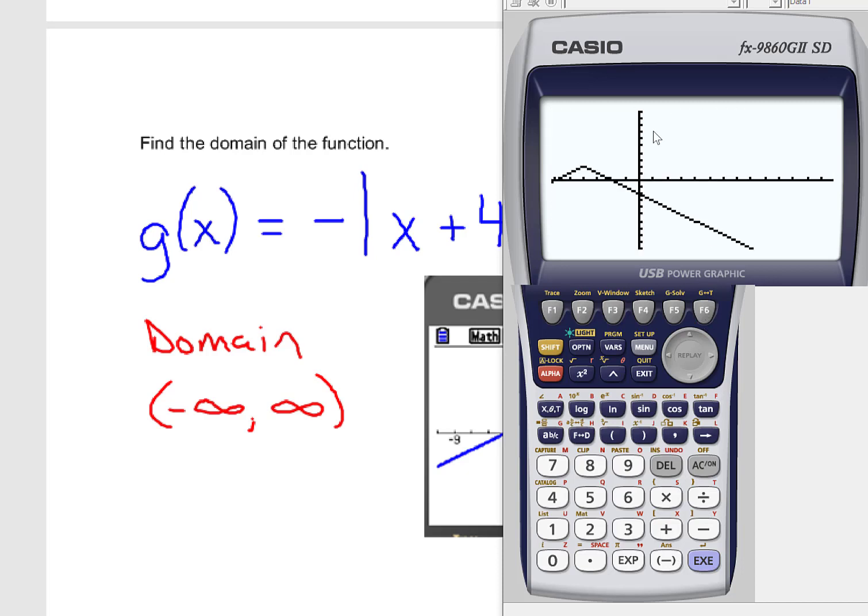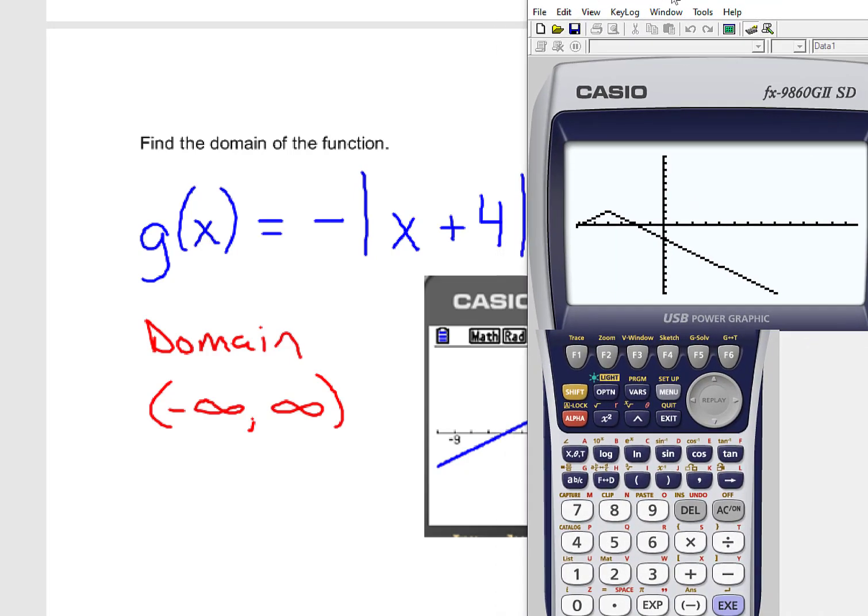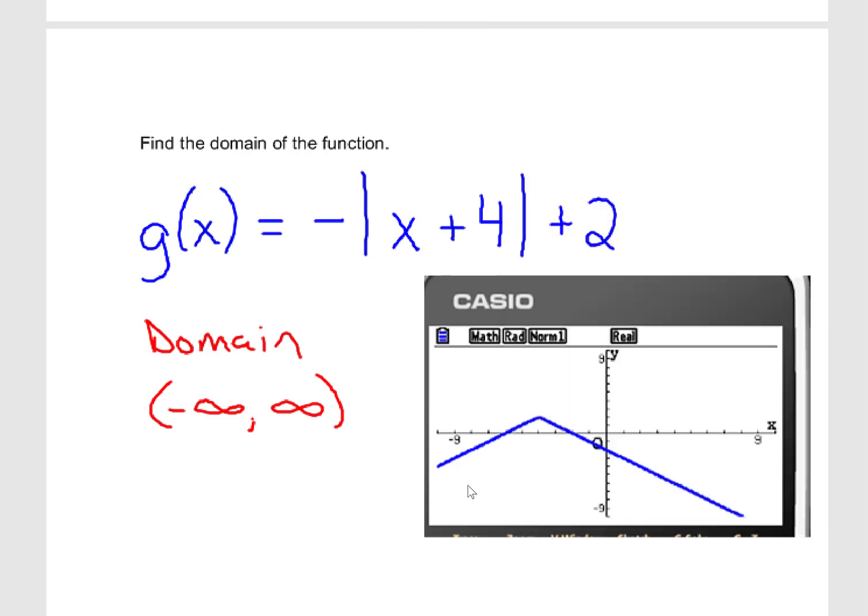F6 to draw, and yes, I see that same graph that we see pictured down below. And so when we're talking about domain, all of the x's, right, what is the farthest left my graph will go in x values, and then what is the farthest right? Well, it's coming from negative infinity and going to positive infinity, so this would be my answer right here.